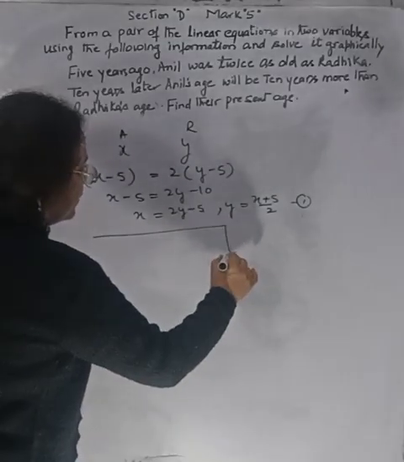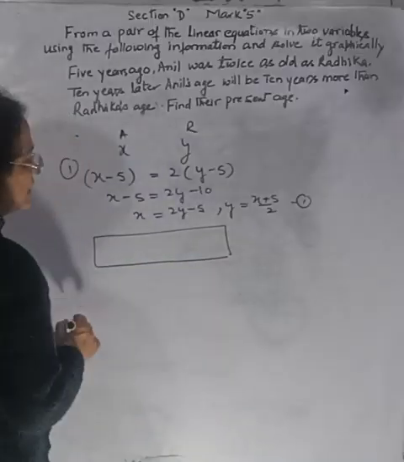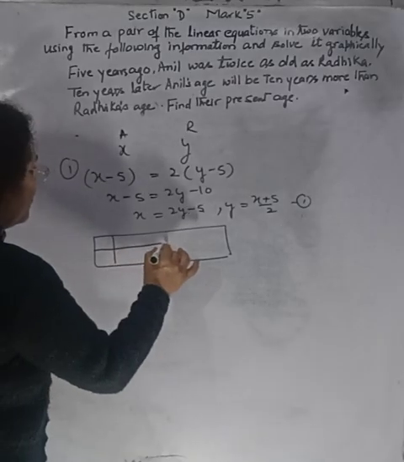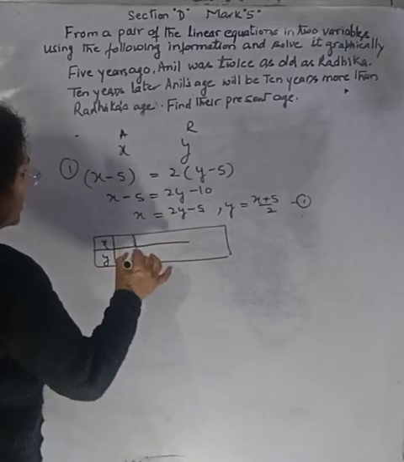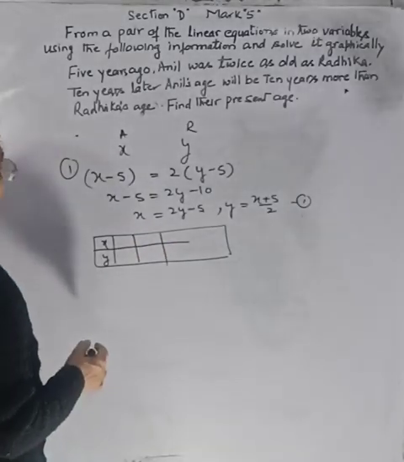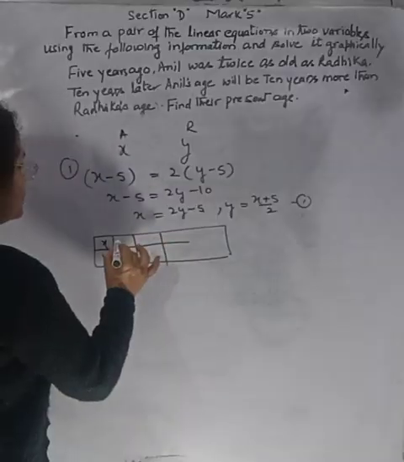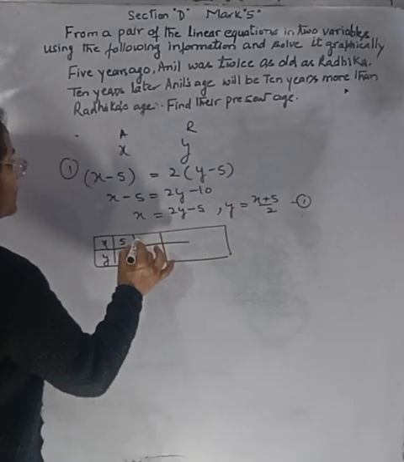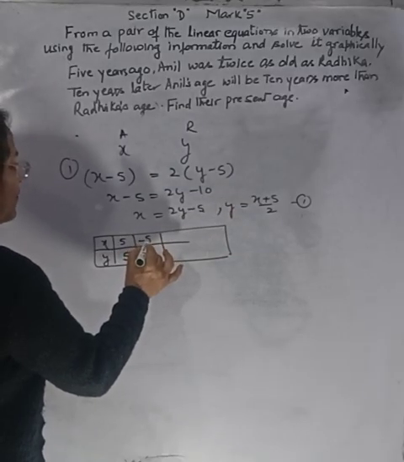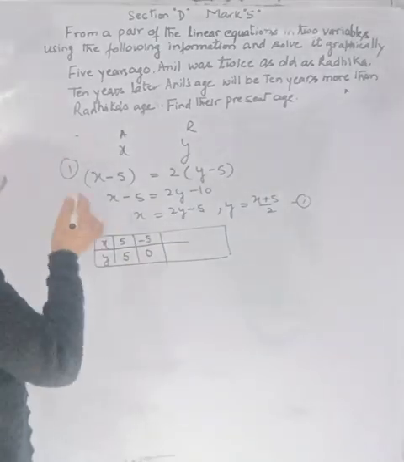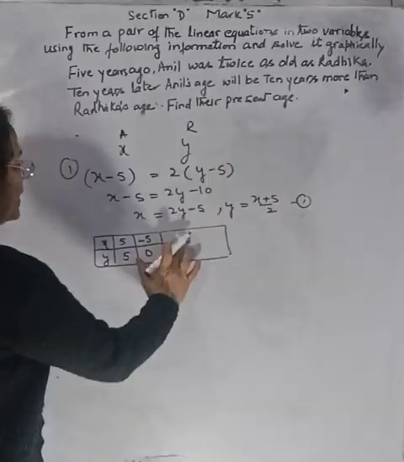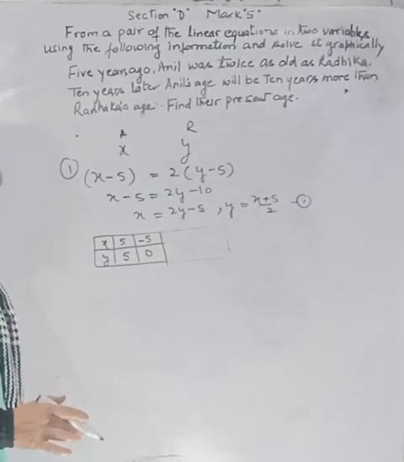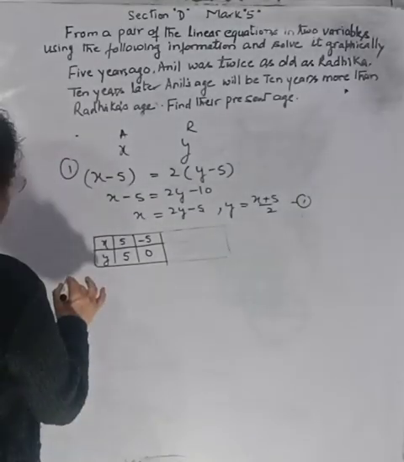Here we can draw a graph, which is required for graphical representation, of the relation between X and Y. Only two readings are enough. Now here, if X is equal to 5, then Y will be equal to 5. And if X is equal to minus 5, then Y will be equal to 0. These two readings are enough for us. We can plot these two readings in a graph, and afterward, with the help of this linear equation representation, we have to solve. Now, second equation.